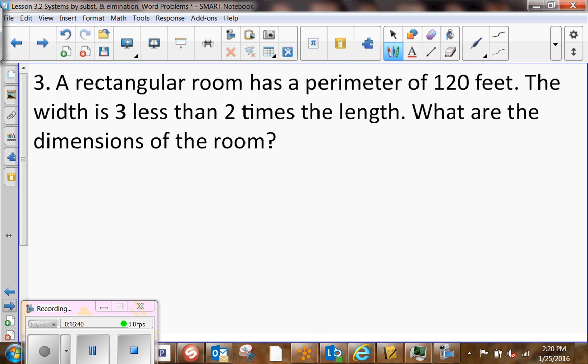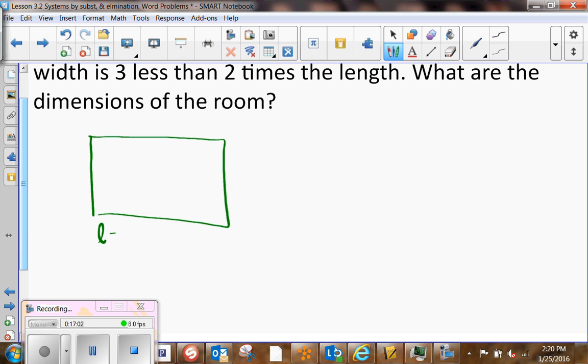All right. A rectangular room. I'm going to stop right there. The width is 3 less than 2 times the length. What are the dimensions of the room? So the last question, what are the dimensions? What am I looking for? Length and width. So how about let's be logical. I'll let L be the length and W be the width. That's not rocket science.